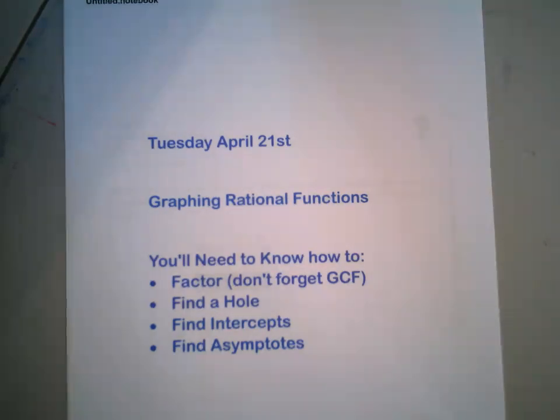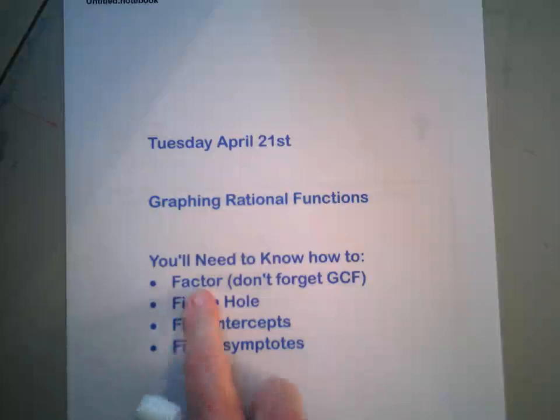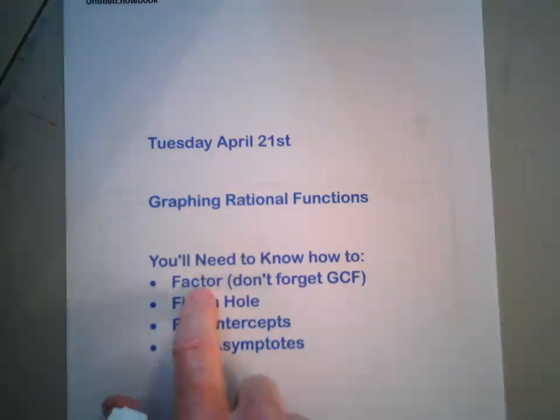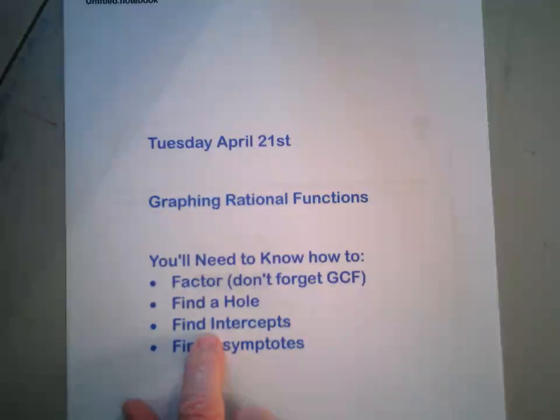It's Tuesday, April 21st. We are going to take what you guys did on Monday and apply it to a graph. So we're going to need to know how to factor. Please don't forget your GCFs. You're going to need to know how to find a hole, which comes from factoring. After you find your hole, then you look for your intercepts. And after you do your intercepts, you look for your asymptotes.